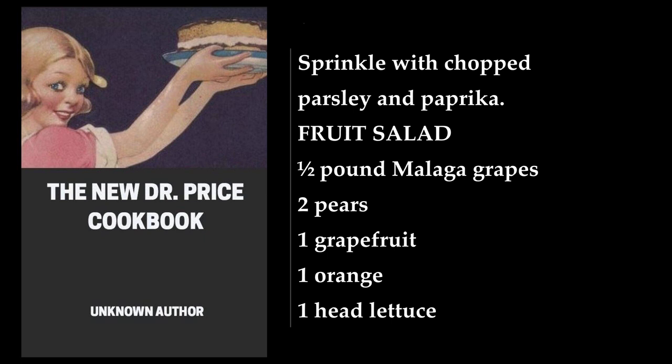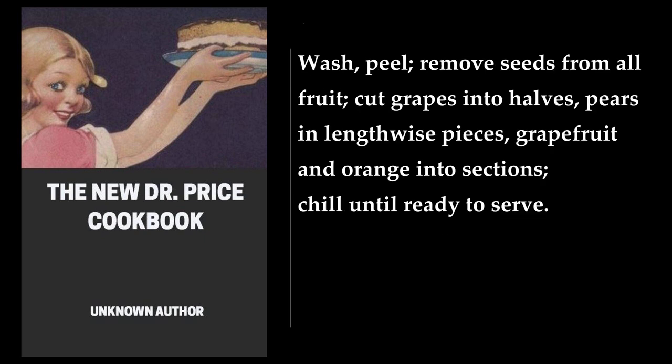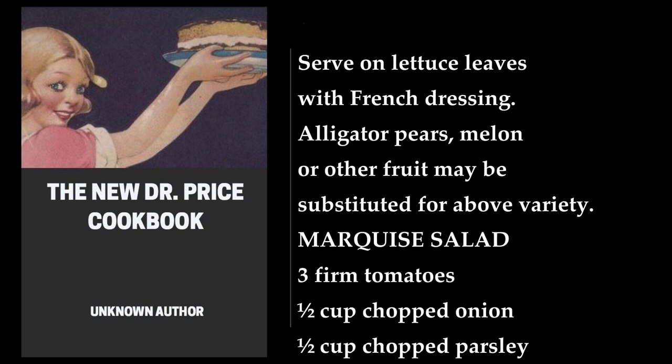Fruit salad. 1/2 pound Malaga grapes. 2 pears. 1 grapefruit. 1 orange. 1 head lettuce. Wash, peel, remove seeds from all fruit. Cut grapes into halves, pears in lengthwise pieces, grapefruit and orange into sections. Chill until ready to serve. Serve on lettuce leaves with French dressing. Alligator pears, melon or other fruit may be substituted for above variety.